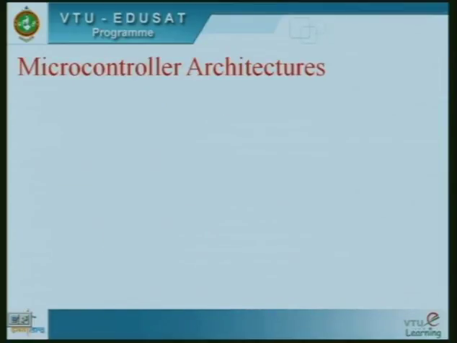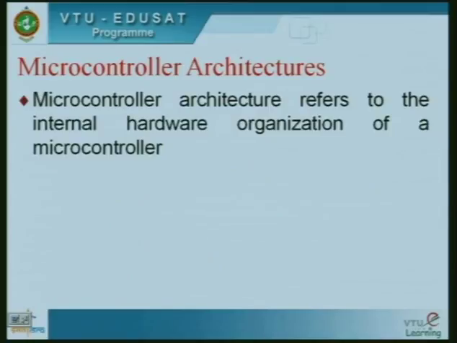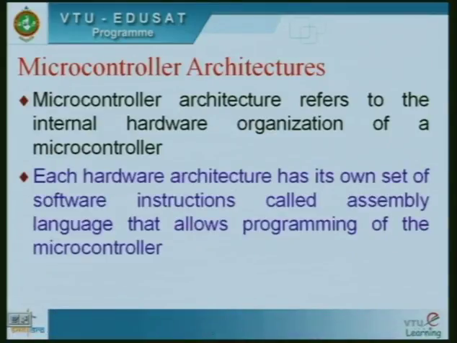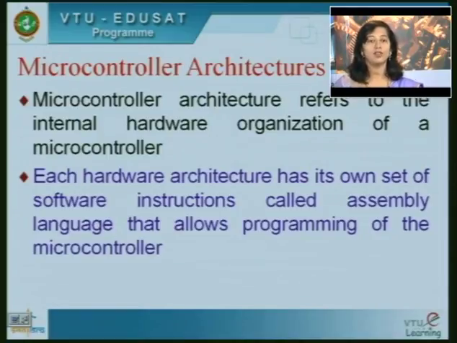Coming to the different types of architectures for microcontrollers, what do you mean by architecture? Architecture refers to all the internal hardware organization of a microcontroller. How we are going to organize the internal hardware, that is architecture. And each hardware architecture will have its own set of software instructions. Normally we call these assembly language programs, and these will allow us to instruct the microcontroller to do some task.